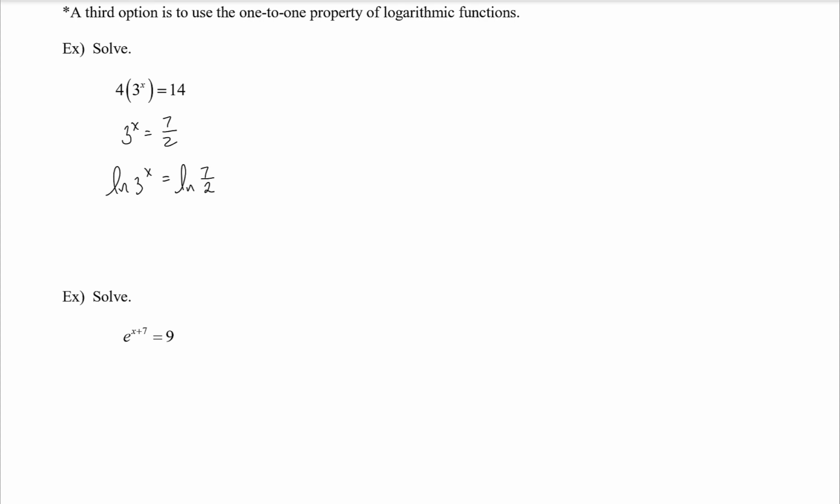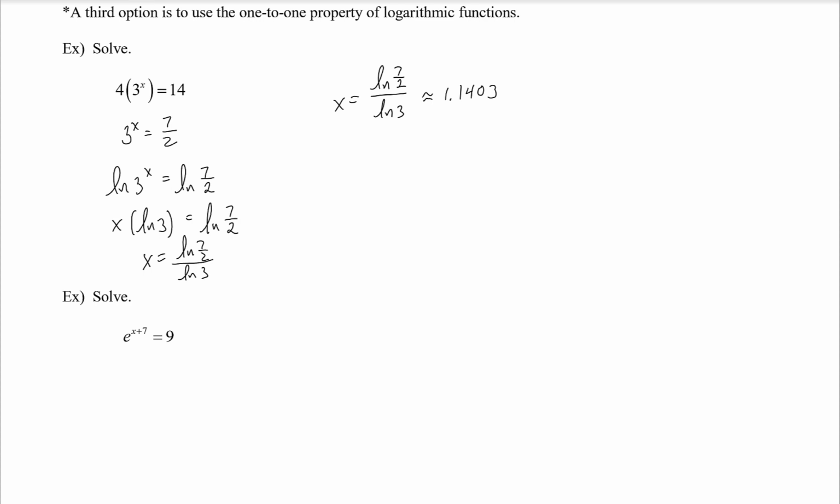Well, x is the variable in the argument, so I can bring that down front. And then divide, and I get x equals natural log of 7 halves over natural log of 3. And you're thinking, well, is that the same answer I got before? It is. If you run that through a calculator, you will get 1.1403, which is exactly what you had before. It turns out that's exactly the same.